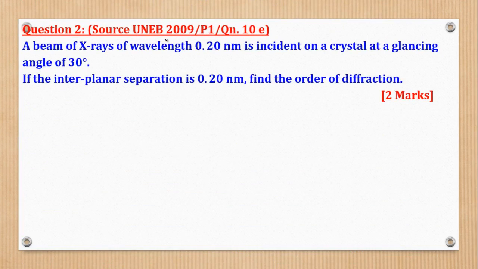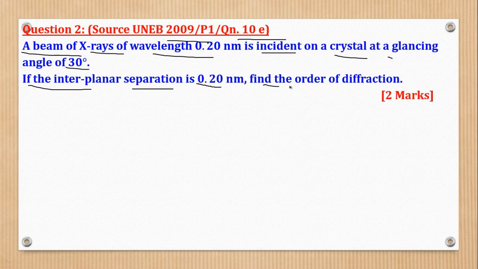Then question 2 came from UNEB 2009 paper 1 question 10e, and it says a beam of X-rays of wavelength 0.2 nanometer, nano means 10 to the power negative 9, is incident on a crystal at a glancing angle of 30 degrees. If the interplanar separation is 0.2 nanometer, find the order of diffraction.